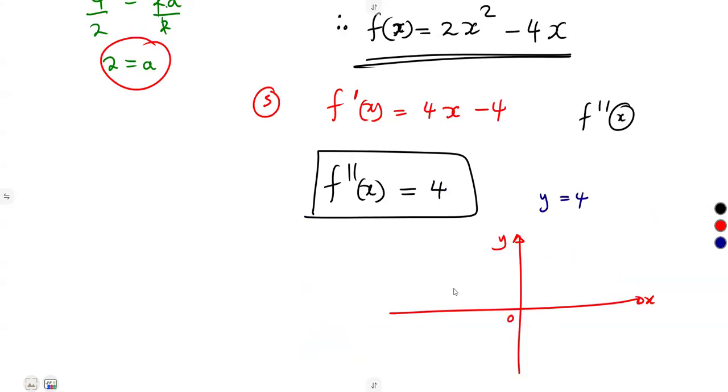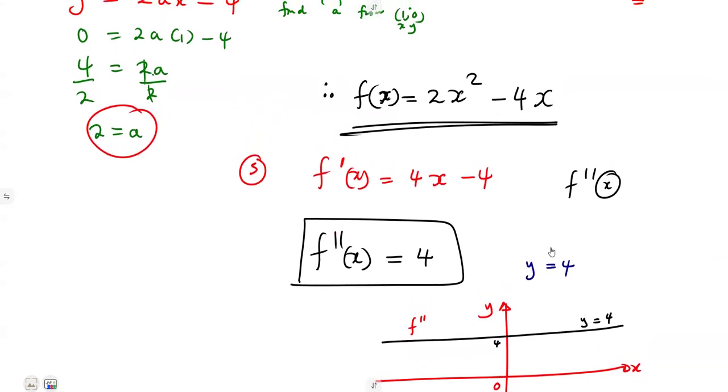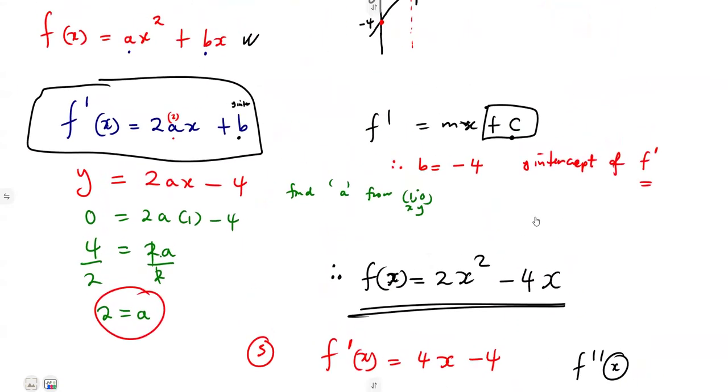So you're simply going to draw a line parallel to the x-axis passing through the point 4, something like this. Let's say this is 4. The line is going to be y is equal to 4. That is the graph of the second derivative. Just like that. So you see, guys, it's all about revision. So this was just for revision purposes.